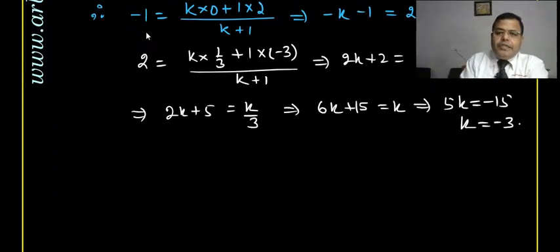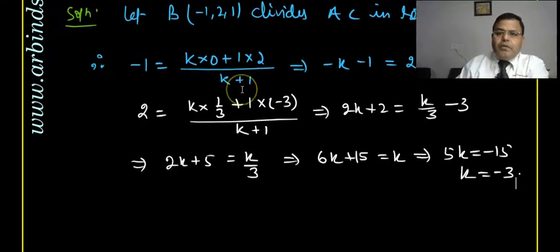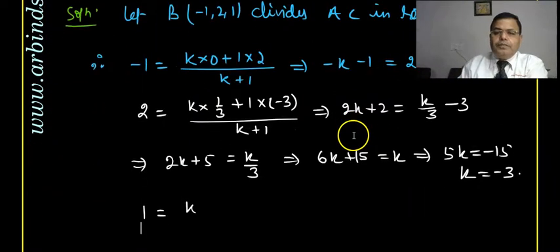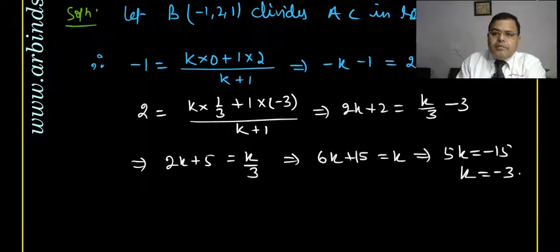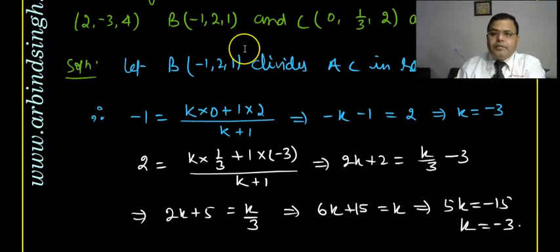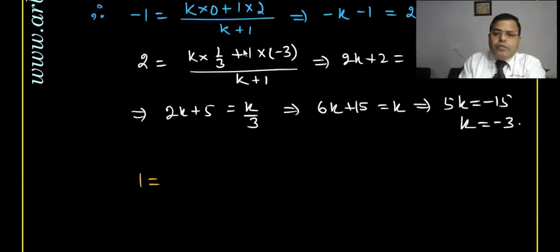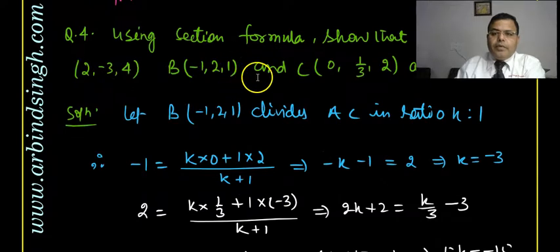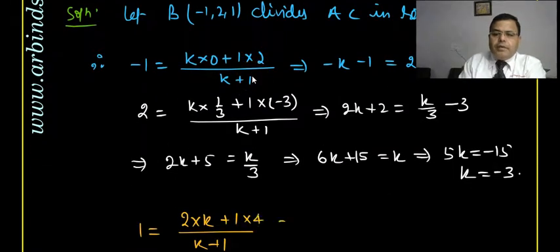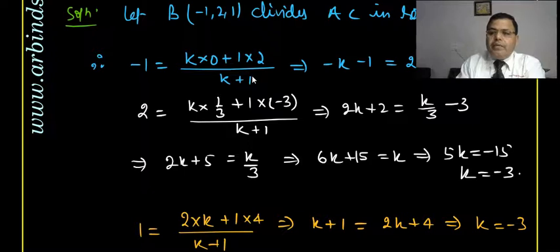And also, the z coordinate is 1, which is equal to K into 2. Also K is equal to... then you can write, the z coordinate is given here, 1 is equal to (2K plus 1) into 4 upon K plus 1. So this will be K plus 1 is equal to 2K plus 4. And this K will come to this side, it will be K, and 4 comes to this side, it will be minus 3. So for each of them, K is minus 3.